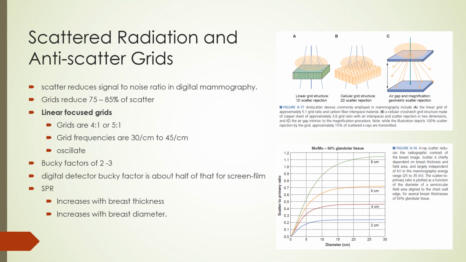An advantage of digital detectors is that even with the extra radiation needed because of the use of a grid, the Bucky factor is about half of that for screen film systems. The bottom figure shows the relationships between scatter to primary ratio and breast diameter. We can see that the scatter to primary ratio increases with increasing breast thickness and diameter.